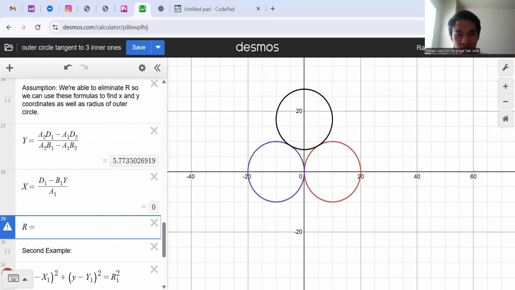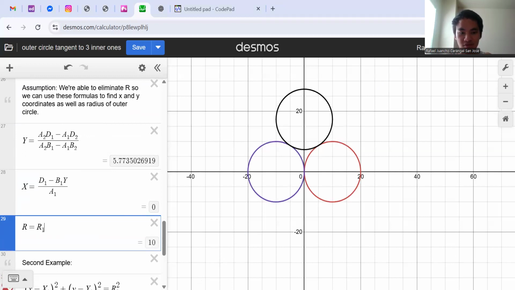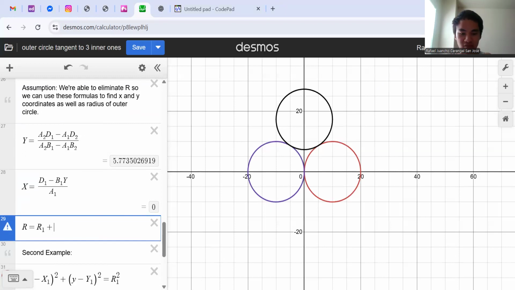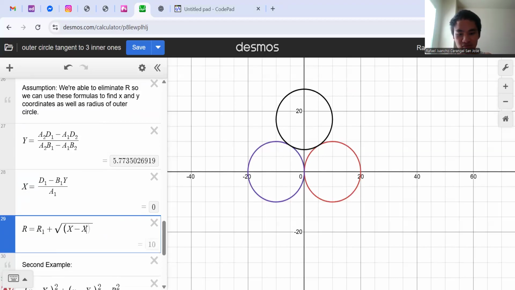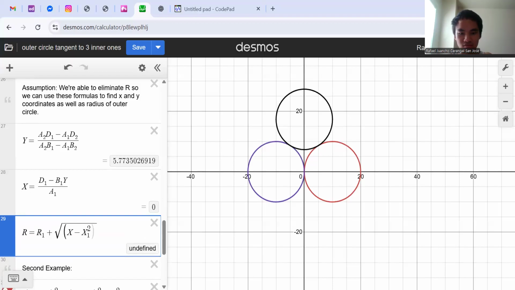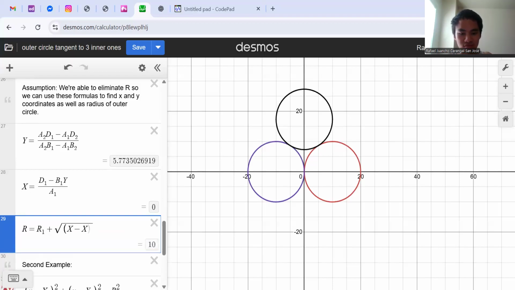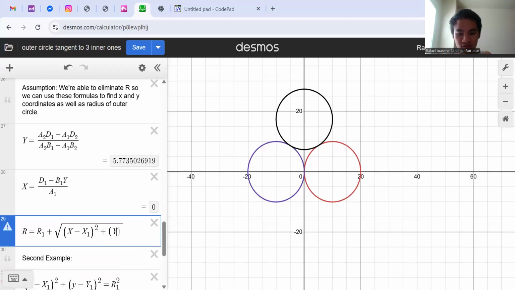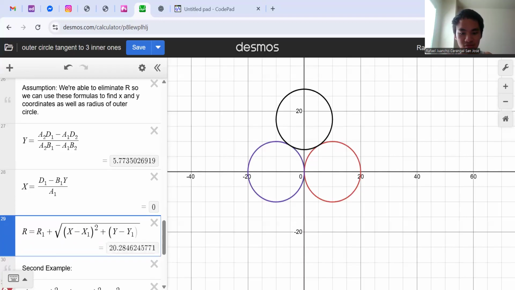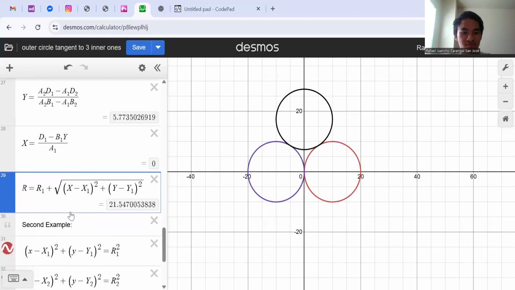Now, for my R, if I'm not mistaken, this one's R sub 1. I could either plus or minus, and then I do a square root of my X values. Doesn't really matter which one. Okay. Then basically a distance formula. Y minus Y sub 1. There we go. That's how we're able to get that formula.